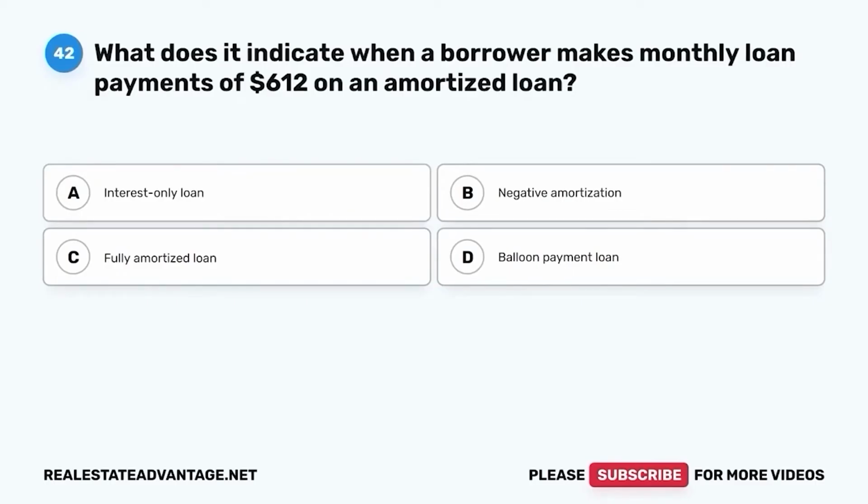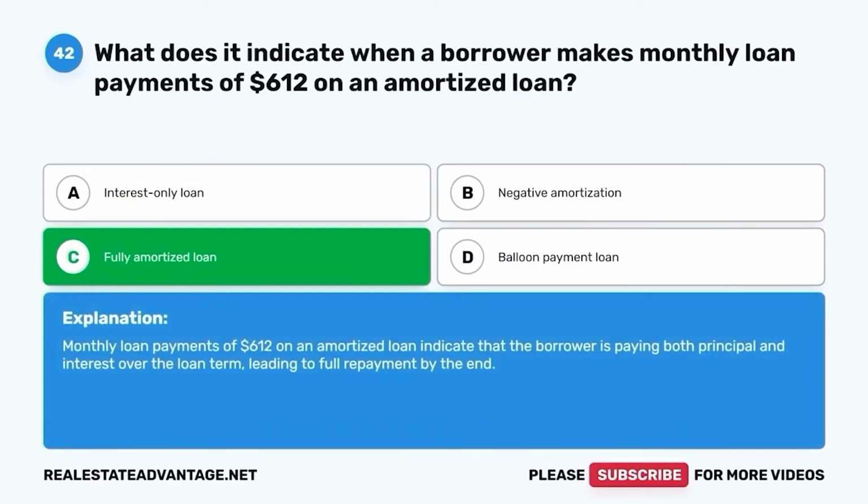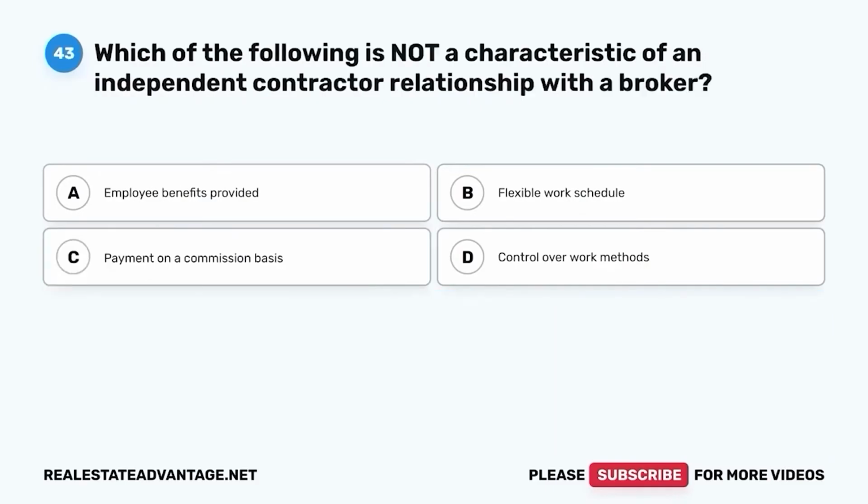Question 42. What does it indicate when a borrower makes monthly loan payments of $612 on an amortized loan? A. Interest-only loan. B. Negative amortization. C. Fully amortized loan. D. Balloon payment loan. The correct answer is C. Fully amortized loan. Monthly loan payments of $612 on an amortized loan indicate that the borrower is paying both principal and interest over the loan term, leading to full repayment by the end.